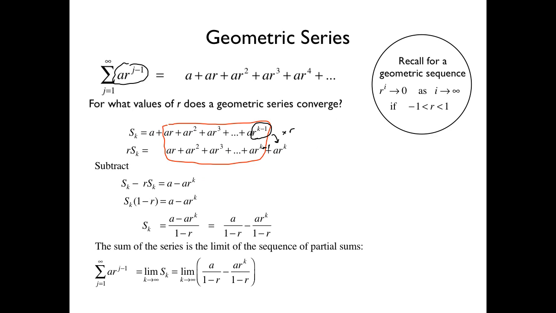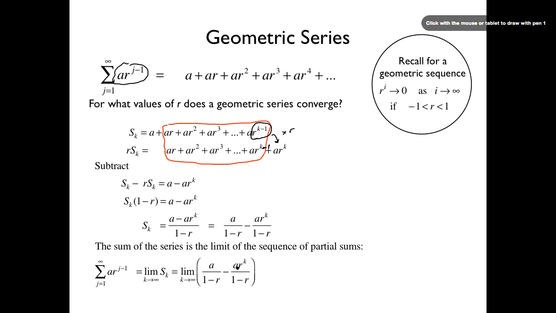All right, so I've got this thing we're working on right here. A over 1 minus r does not care what k does. K can do anything it wants. It's just a over 1 minus r. So this does not pose any problem. But as k gets large, we need this thing to behave.